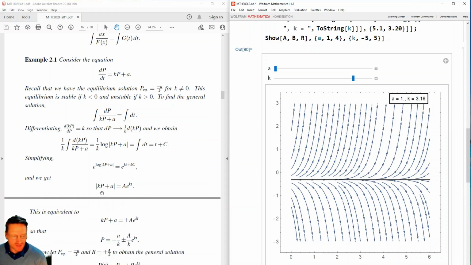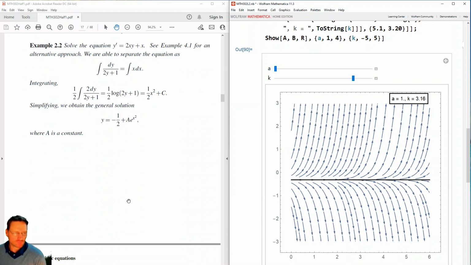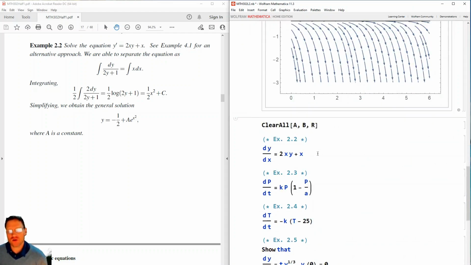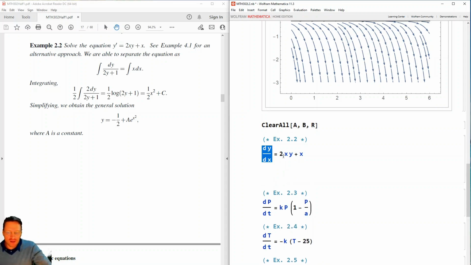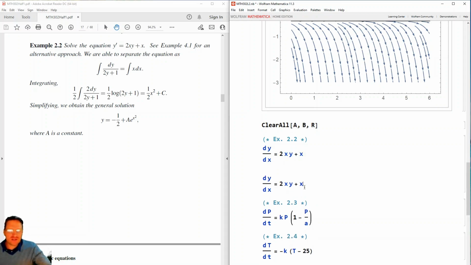Okay, so let's move on to the second example, which says solve the equation y dash is equal to 2xy plus x. Now it is separable, so we'll go through the techniques here. And again, I'm going to write out the details here so I can explain this properly. Okay, so we start with dy on dx is equal to 2xy plus x. Okay, now my first step is to separate this as a product of a function of y and a function of x. So let's factorize the right-hand side here, pulling out an x.